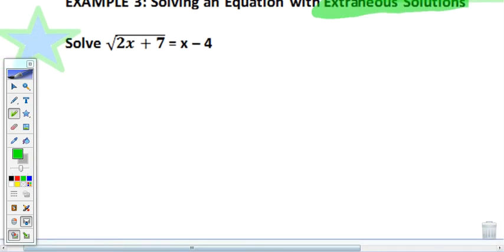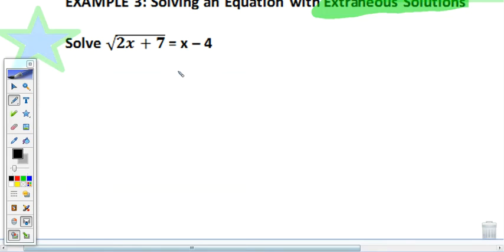Okay, so let's get started on this. It says solve the following equation: the square root of 2x plus 7 is equal to x minus 4. Now guys, the difference in this is that, yeah, I have a root on the left, but instead of having just the x completely on the left, x is also on which other side?